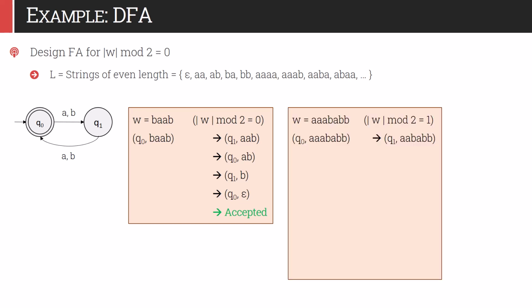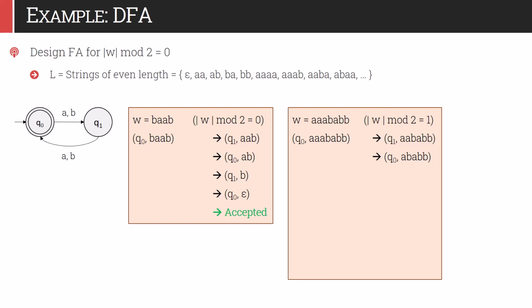Let us try it for some odd length string. So here W has 7 letters. It's odd. Let us check whether it will be accepted or not. So the initial configuration would be Q0 comma our string. The first letter is A. On reading A from Q0, we move to Q1. From Q1, if we read A, then we move to Q0. The remaining string is ABAAB.